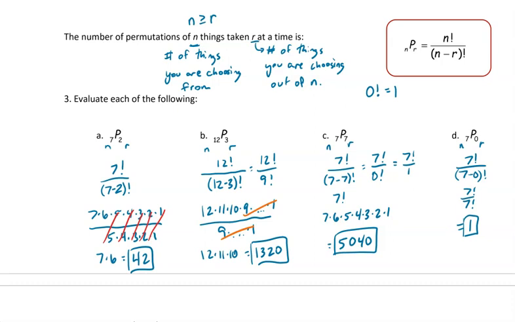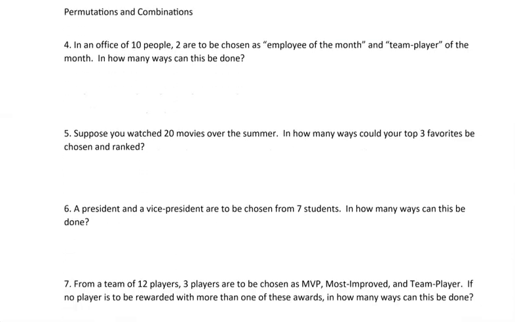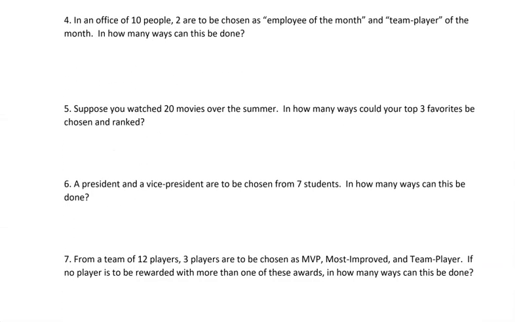All right, so let's go ahead and start trying to use this. So in an office of 10 people, 2 are chosen as Employee of the Month and Team Player of the Month. In how many ways can this be done? Okay, so first off, the first thing I want to point out is that 2 things are being chosen, Employee of the Month and Team Player of the Month. Those are 2 different things. So order matters. If you got Employee of the Month, that's different than you getting Team Player of the Month. So order matters here.